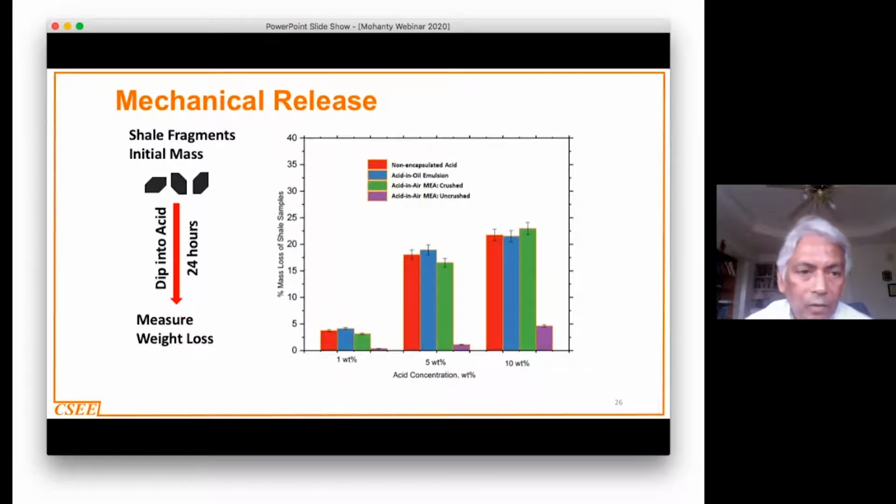So then we also did a reaction of these shales with these particles or these emulsions. And here we showed some of the data. So this is if you treat the shale pieces with non-encapsulated acid, bare acid. There's a lot of reaction, a lot of loss in mass in the shales. If you do acid in oil emulsion, it doesn't help that much. If you take these MEAs and break them, you also react. But if you keep the MEAs intact, it doesn't react as fast. There's a little bit of leakage, so there will be a little bit of reaction, but not very much.